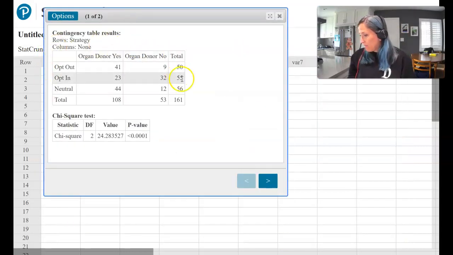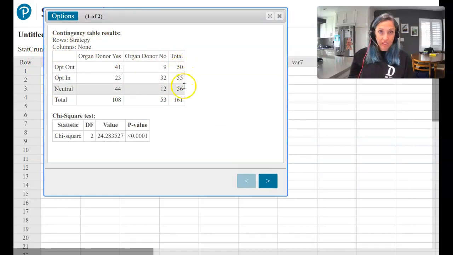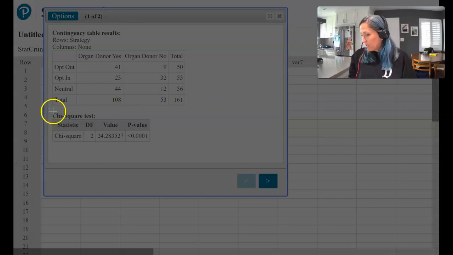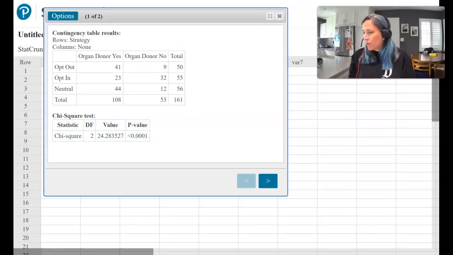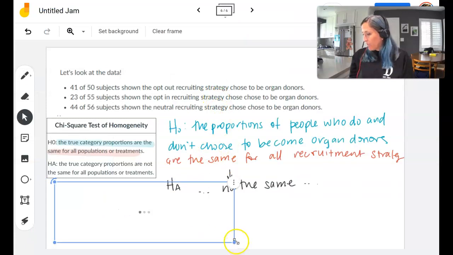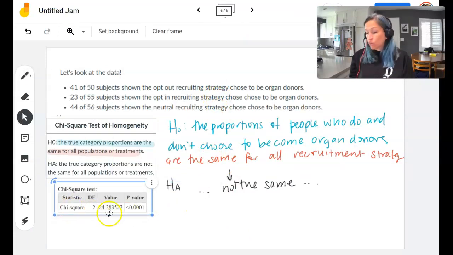And so here we have that beautiful table. We've got those numbers at 50, 55, and 56, so I could double check my math. And we have a chi-squared test statistic right here. Much like our t-distribution, it comes with a degree of freedom. We mentioned it above, but it is the number of rows minus 1 times the number of columns minus 1.